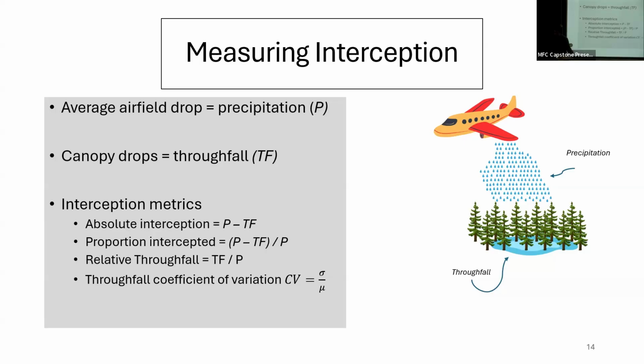At the drop level, I calculated the medians for each of these throughfall metrics, as well as the coefficient of variation, which is the standard deviation divided by the mean, which calculates the amount of variation that occurs within each drop footprint.